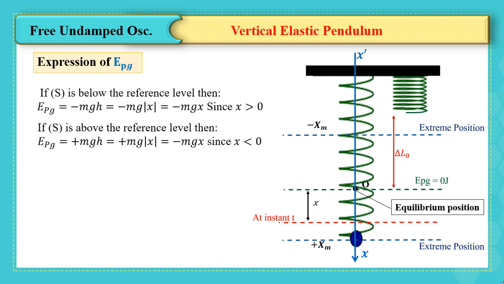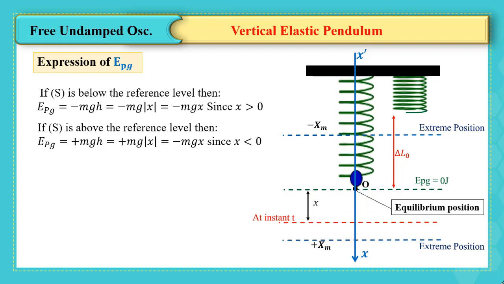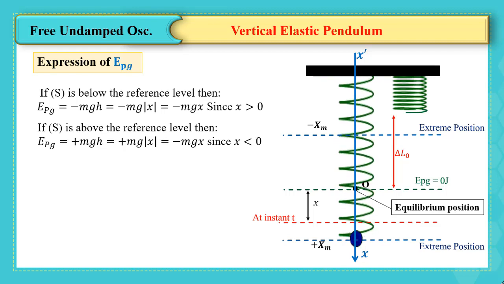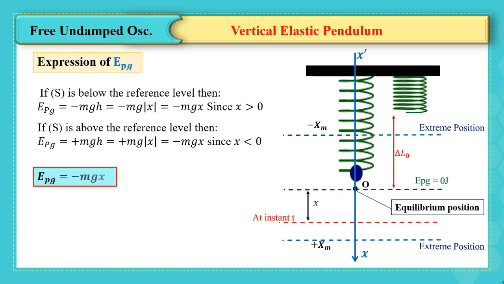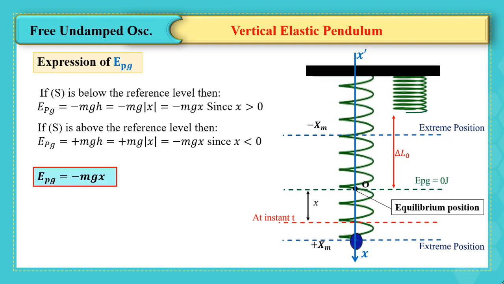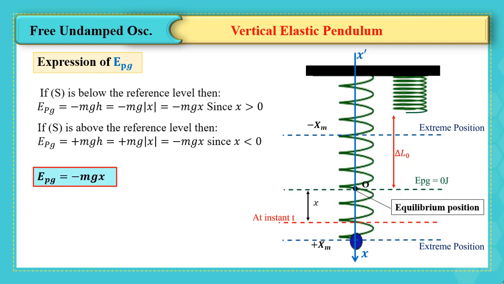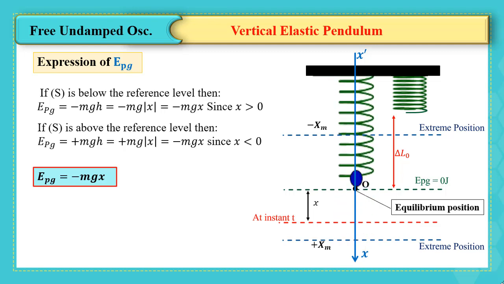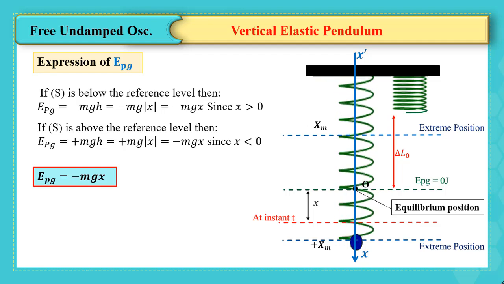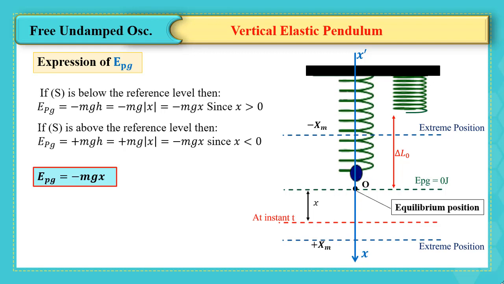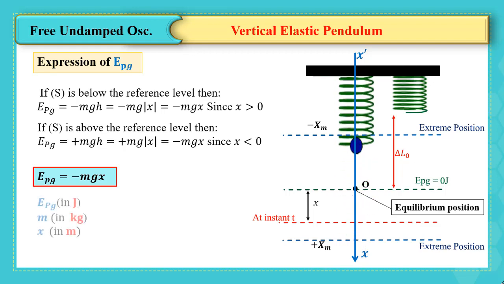It's clear that this formula is still valid when S is on the reference level where X equals h equals 0. Then the expression of the gravitational potential energy can be minus mgX, whatever the abscissa X, positive, negative, or 0. Keep in mind that the gravitational potential energy is in joules, the mass in kilograms, and X in meters.